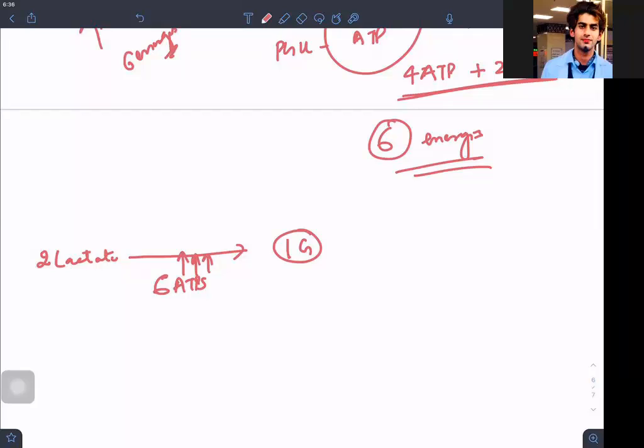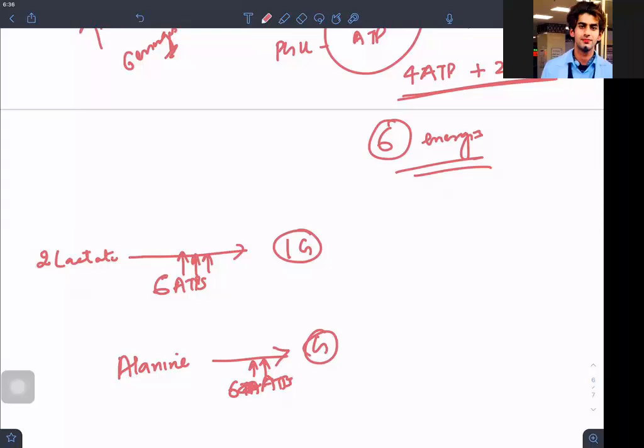Another concept: what about alanine? I have the amino acid alanine and I want to make glucose. How many ATPs will I use? Again 6 ATPs. So 6 ATPs are given to alanine to make glucose. Is the concept clear? Remember the number 6.